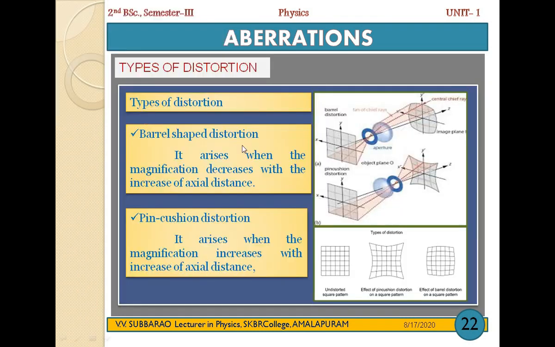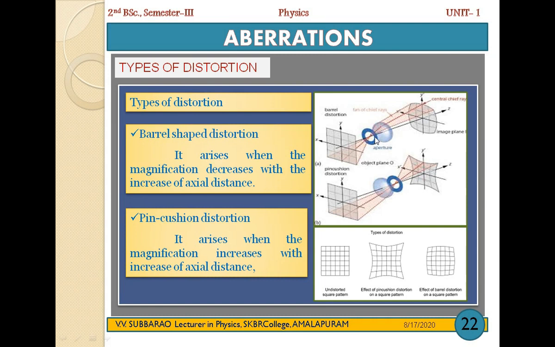Types of distortion. There are two types of distortions. One is barrel shaped distortion and the second one is pincushion distortion. I already told you that if the axial distance changes, then magnification also changes. In such a case only, distortion is observed. Barrel shaped distortion arises when the magnification decreases with the increase of axial distance. Let us observe this case.